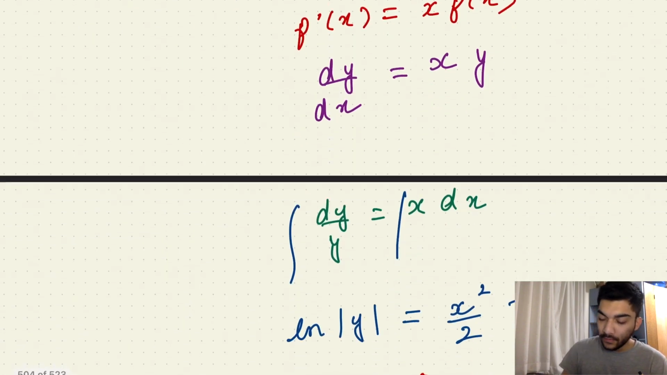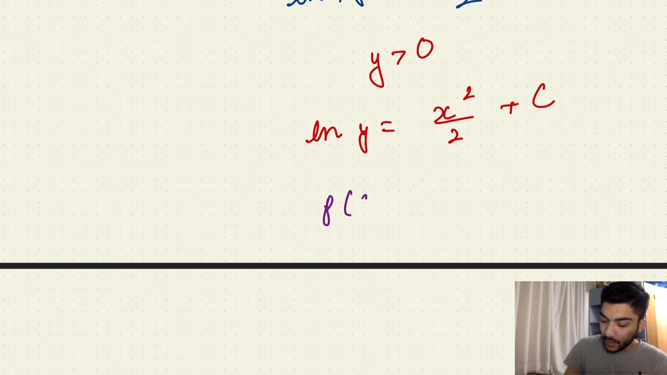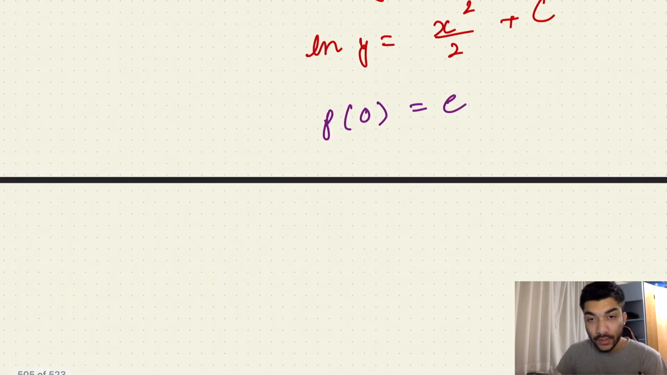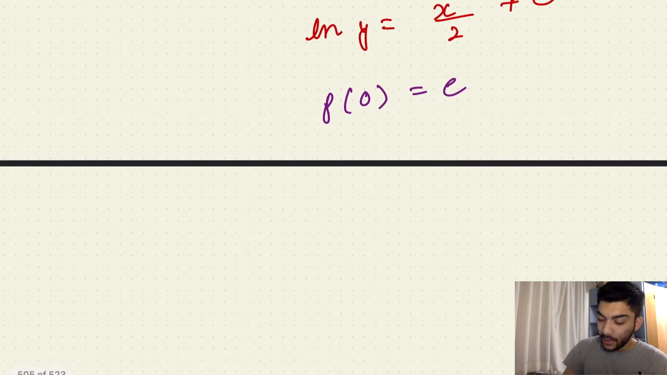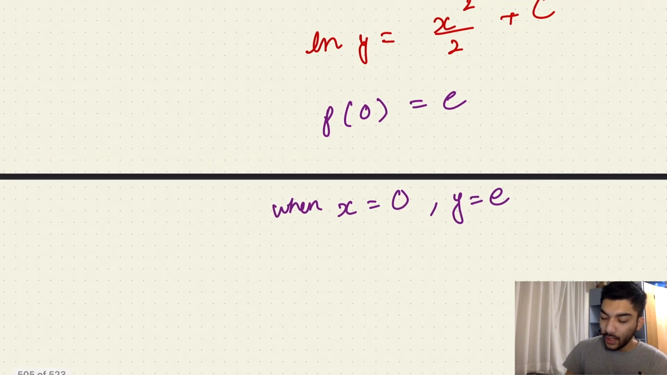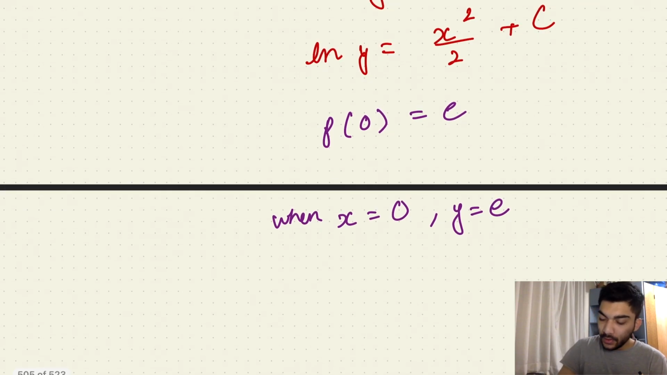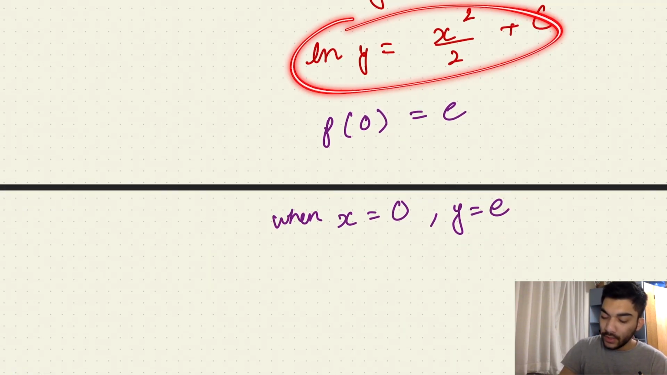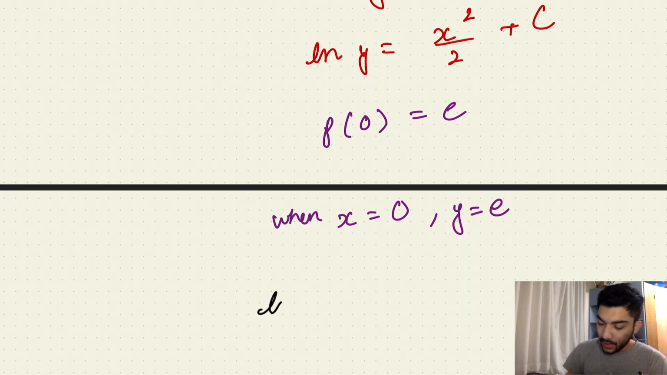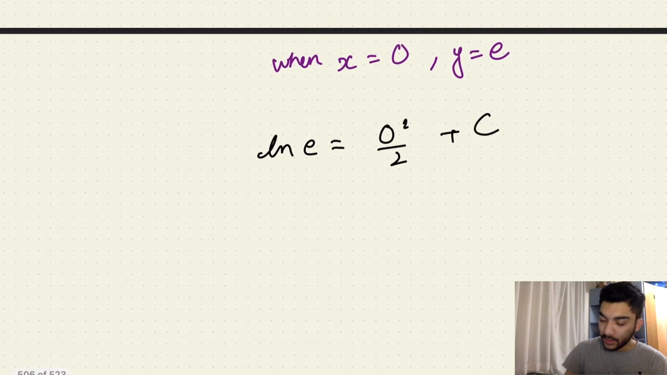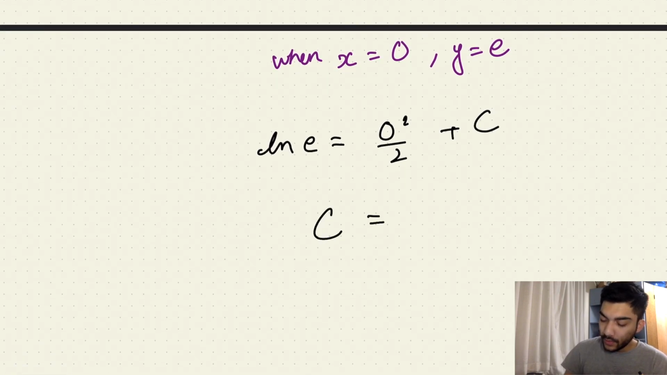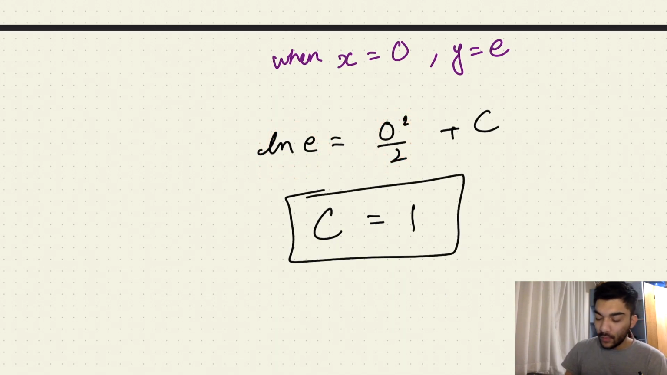We have been given that f of 0 equals e. Since you have assumed your y to be f of x, this basically means that when x is equal to 0, y is equal to e, right? So let's substitute these x and y values in this equation. If we do that, we get ln e equals 0 squared by 2 plus capital C. ln e is 1, and this expression is 0, so your constant of integration will be 1 at the end, right?